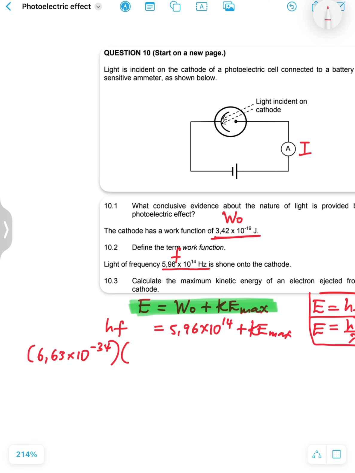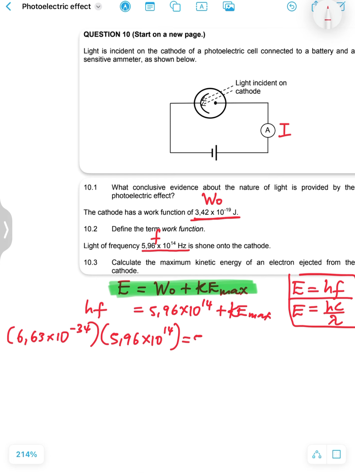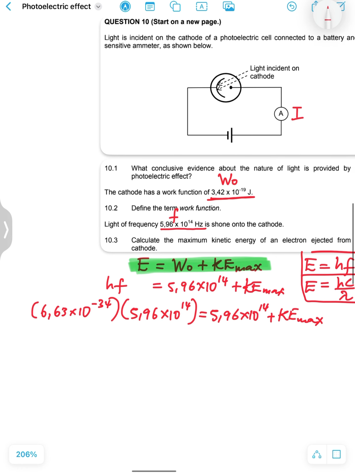Frequency here, they gave us frequency as 5.96 times 10 to the power of 14 hertz. And then that is equal to the work function plus the maximum kinetic energy.